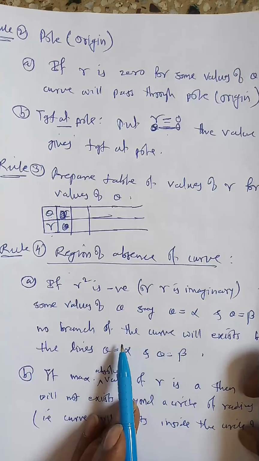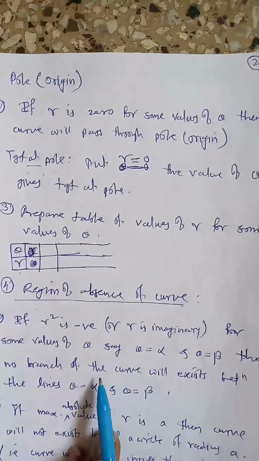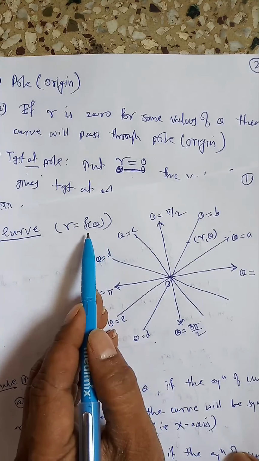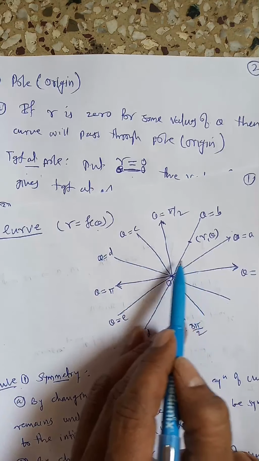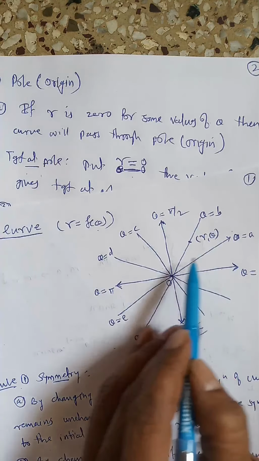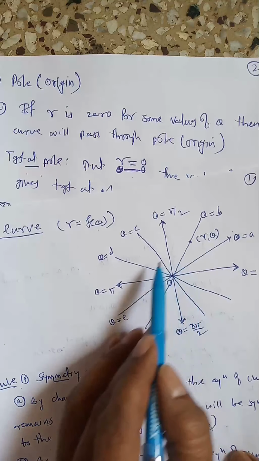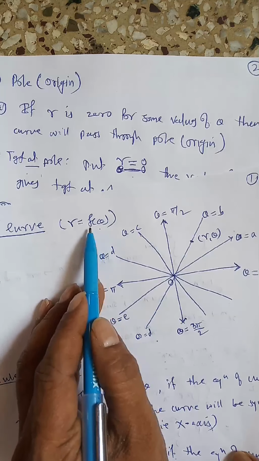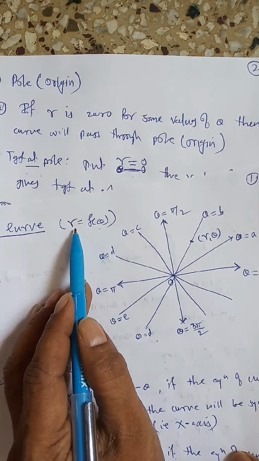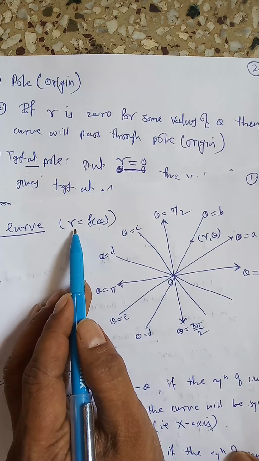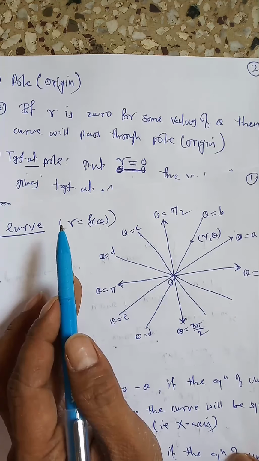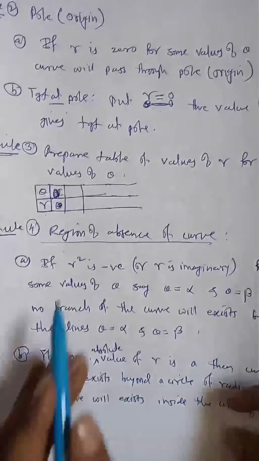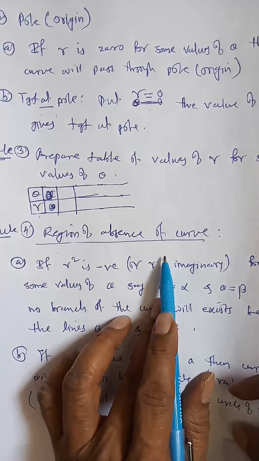So see here, your equation is r equals f of theta. Here theta varies from 0 to 2 pi, right? Theta will always vary from 0 to 2 pi. So for all the values of theta, you will have a maximum value of r and a minimum value of r there. So see, first rule about the region of absence of the curve.